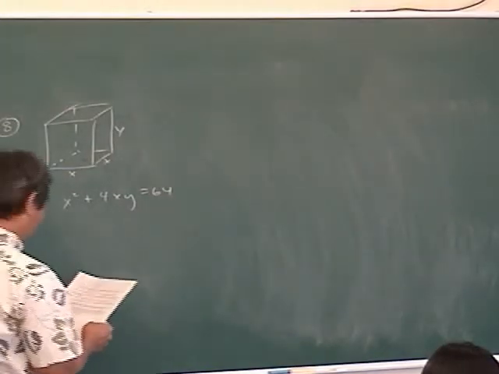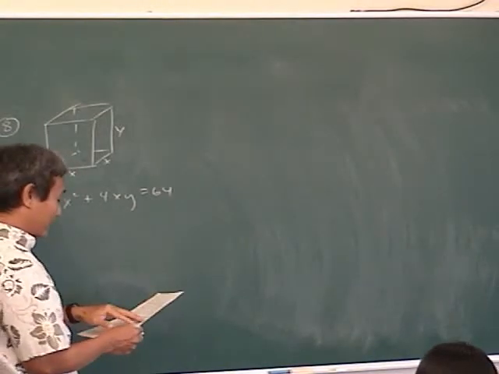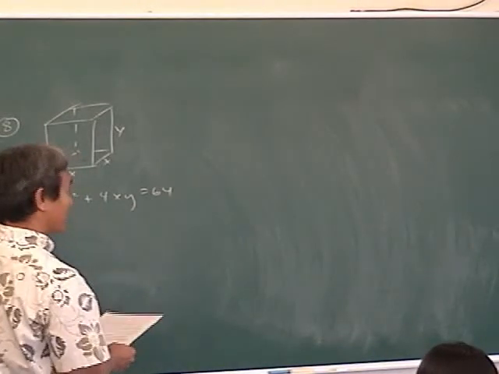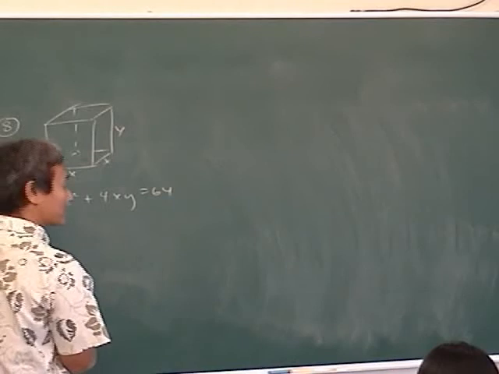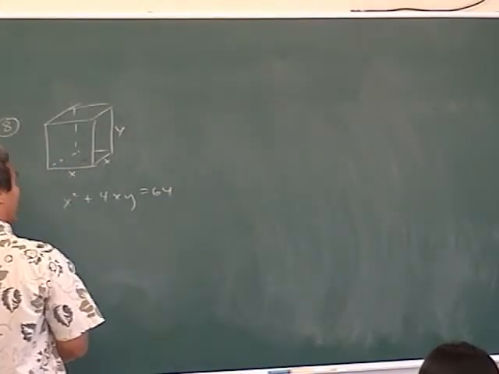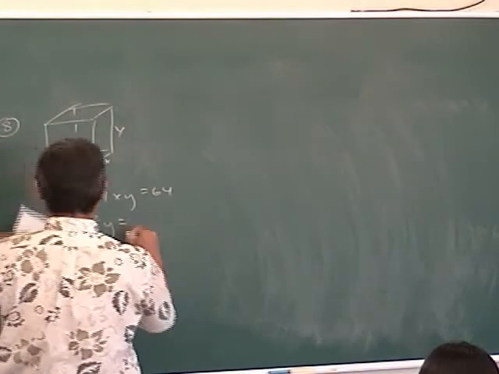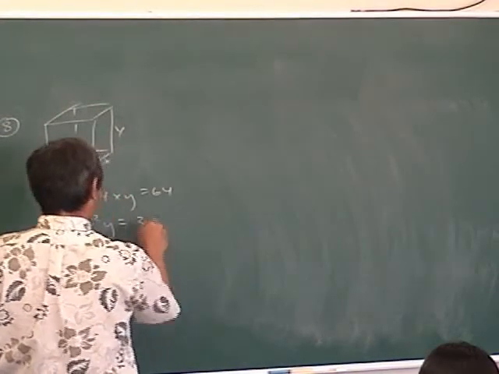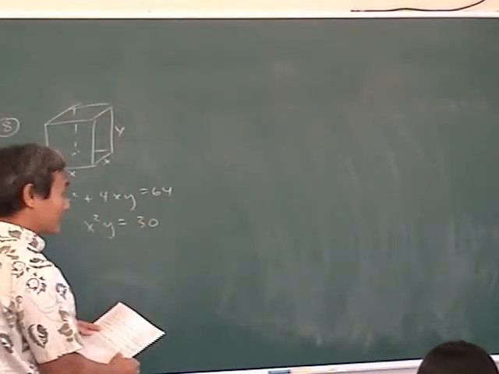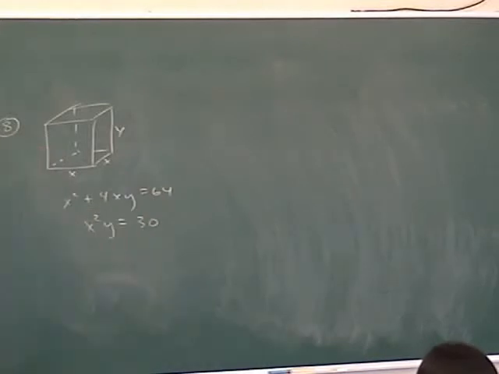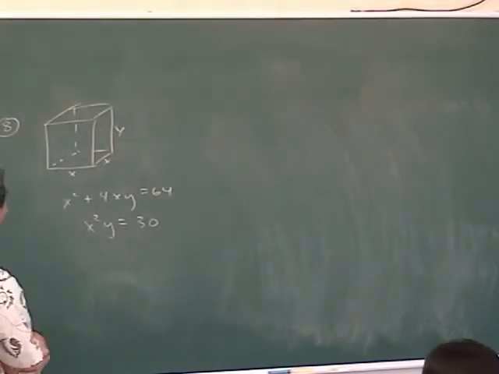And then it says the volume of the box is 30 cubic feet. So what equation can I write? How do you find the volume of a rectangular box? The area of the base times the height. So x squared y equals, I forgot the number already, 30. You write that down, you get another point. You want the other 6 points? Solve it. Didn't we do a problem like this yesterday?